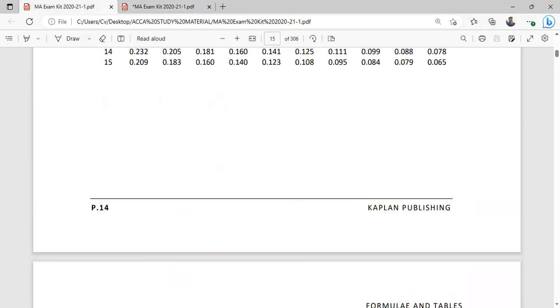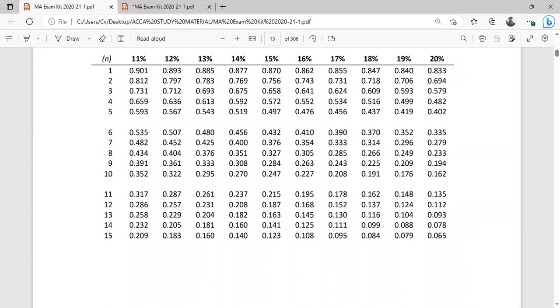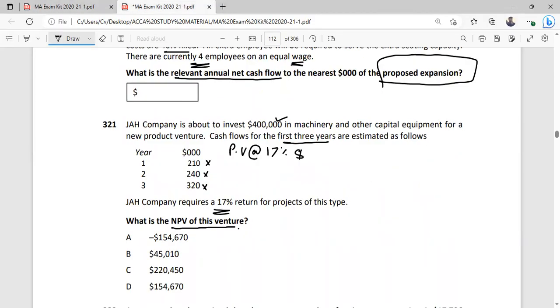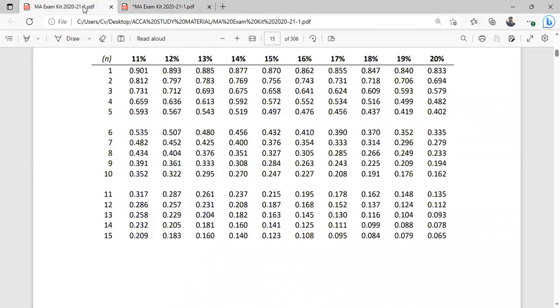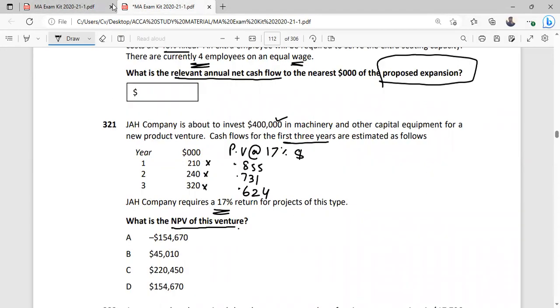We will look at present value factors. At 17% for year 1, we have 0.855, then 0.731 and 0.624. 0.855 for year 1, 0.731 for year 2, and 0.624 for year 3. Once again, we will check whether we are correct or not. Yes, we are correct at 17%. Now you will multiply your cash flows with the present value factors. Here you have 179.55.